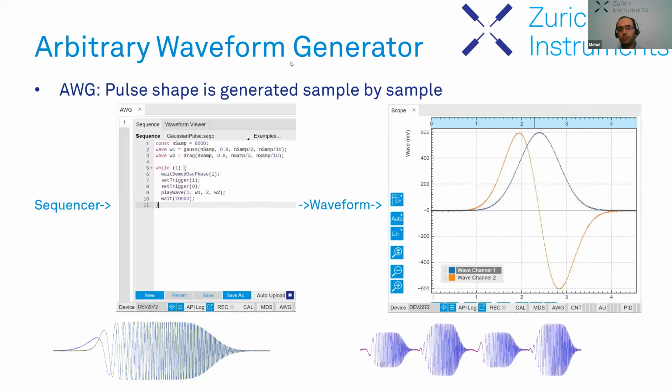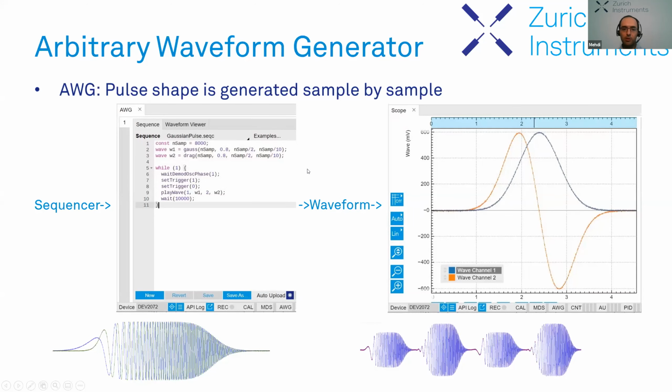Let's quickly look at the AWG part of the instrument. It has a sequencer where you can write a simple program to define the waveform that you would like to generate, how many waveforms in how many channels and so on. And also the timing between these, how to sweep delays and these parameters. And then the final would be the waveform that you generate. Since the AWG generates a waveform sample by sample, which means you define all the sample values, you can really generate any arbitrary waveforms with all types of modulation, including amplitude, phase, and frequency modulation.